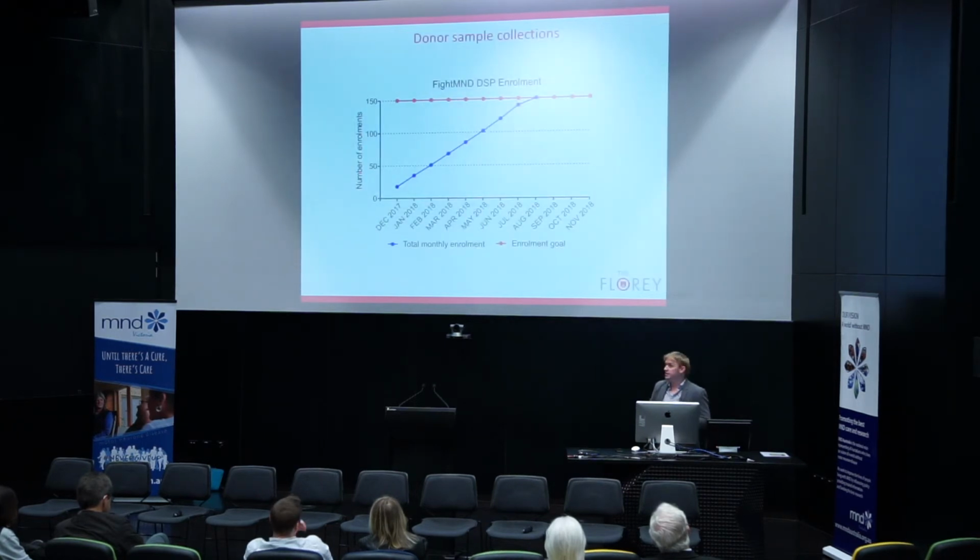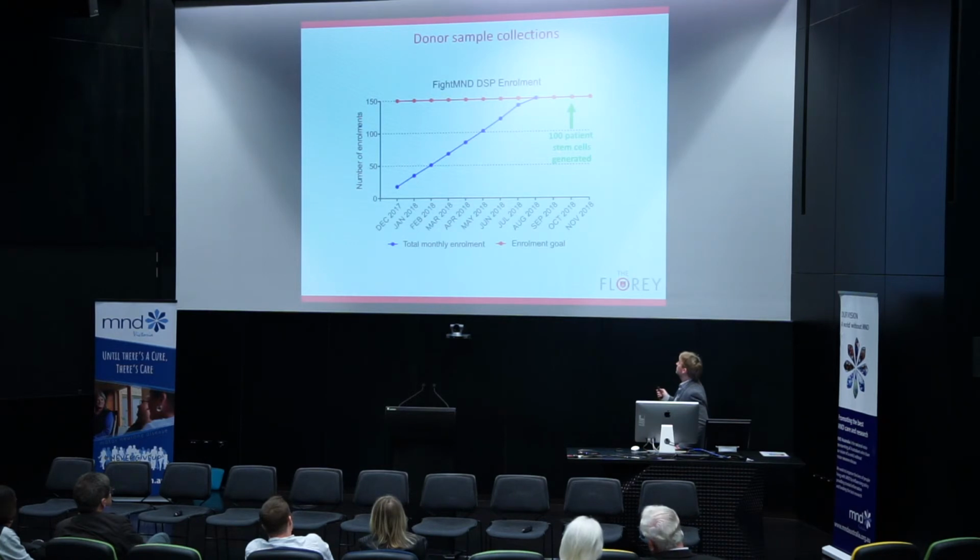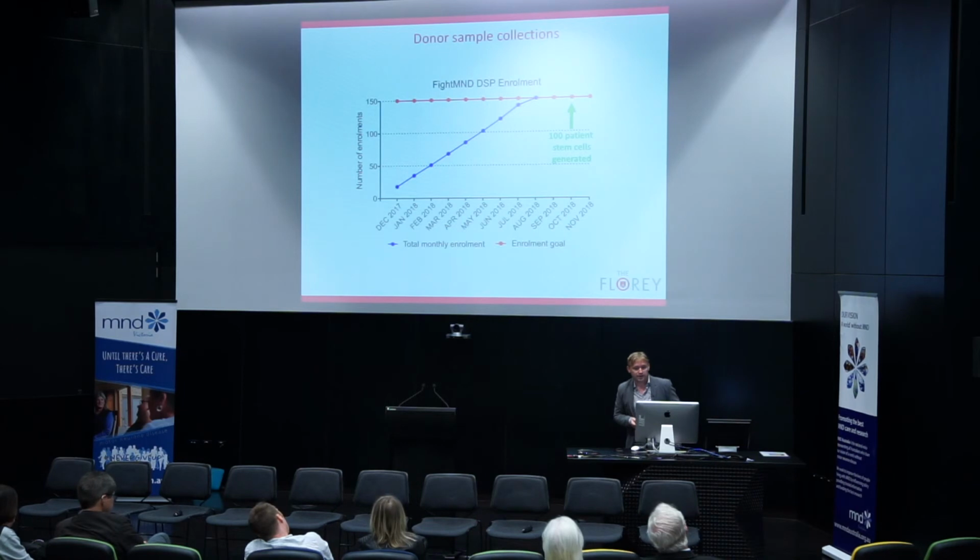So I just wanted to tell you briefly today, how are we tracking in time? Our goal was to recruit 150 MND patients, and we achieved that back in July and August. So we've hit our goal, and I just wanted to say thanks to MND Victoria and MND Australia for really helping us with that recruitment phase. And we're really now in this phase where we've received 100 of those stem cells from those patients, and we're doing very rigorous quality control and checks before we begin our drug screening.